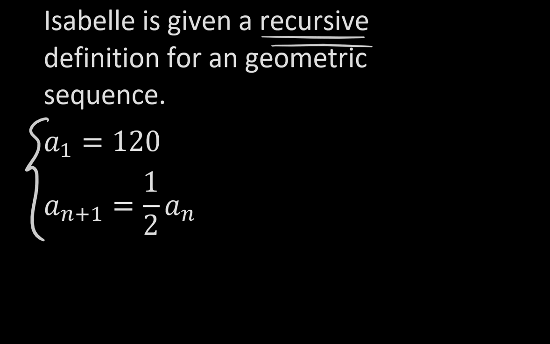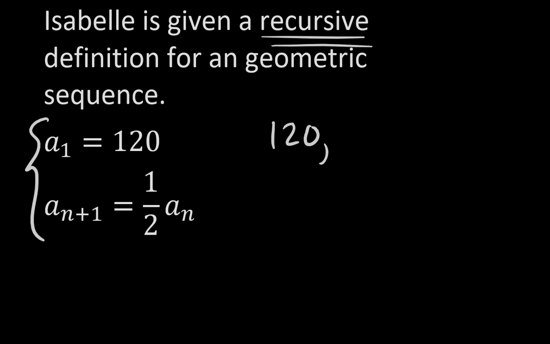This is question number 6. Isabel is given a recursive definition for a geometric sequence, and you can see here that it tells me that the first term, a sub 1, is 120. So I know that I'm starting out at 120. And then this is the recursive part, right? In order to get the next term, take the term that you're at and multiply it by 1/2. That's how I read this.